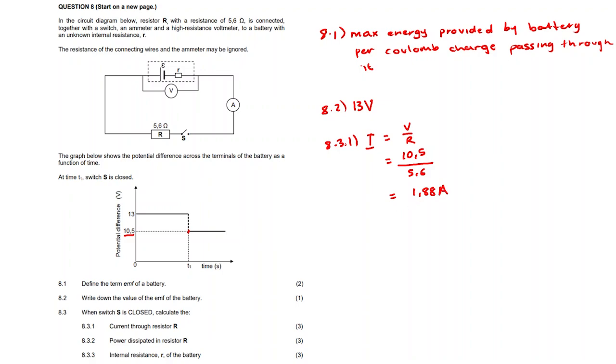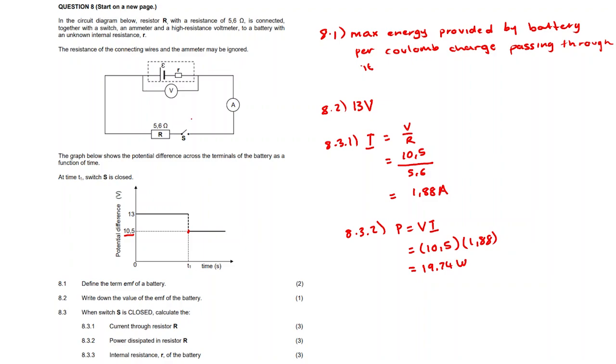Question 8.3.2. Calculate the power dissipated in resistor R. To calculate the power dissipated, we can say that power is equal to the voltage times the current, as the current is the same throughout the whole circuit. We then know that the external voltage is 10.5, and the current, which we just calculated, is 1.88. When we plug all of that into the calculator, we get 19.74 watts.